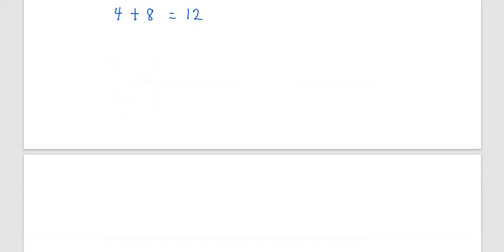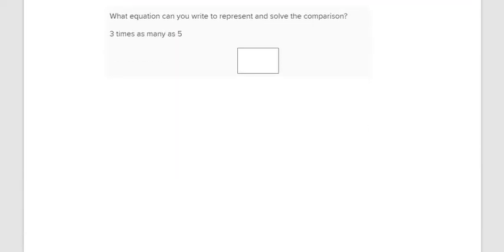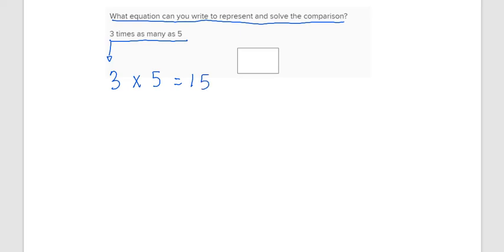Let's take a look at another example. What equation can you write to represent and solve the comparison? 3 times as many as 5. The first number, 3 times as many. Remember, how many times? So that's a multiplicative comparison. So 3 multiplied by 5 is going to give us 15. So this is correct.